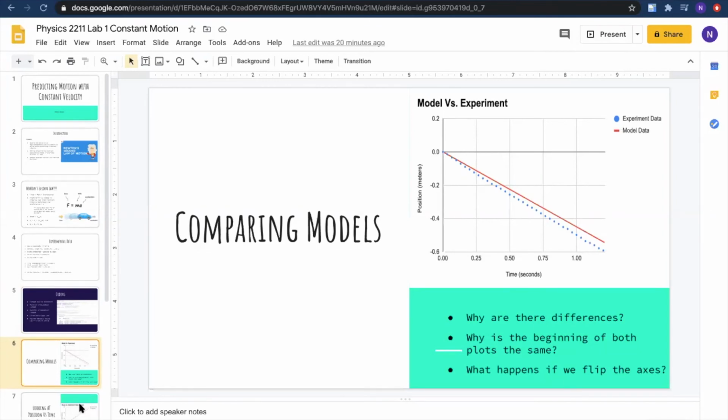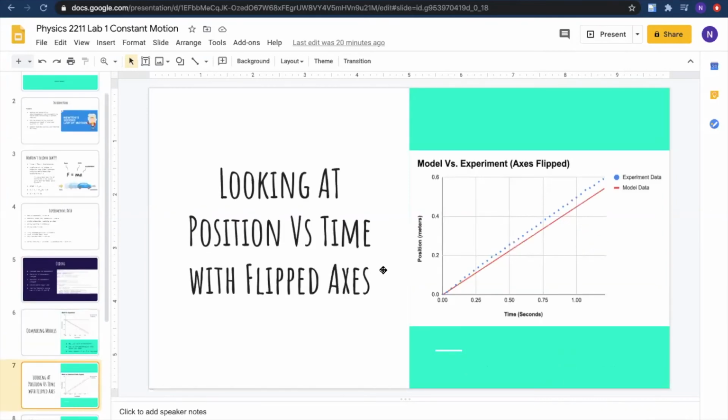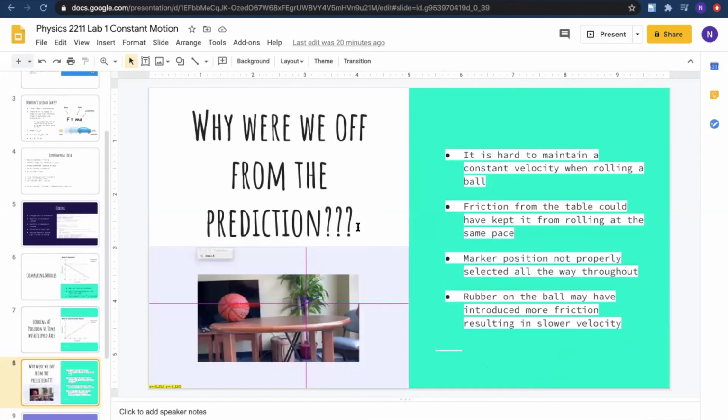What happens whenever we flip the axis, however? As you can see, when we flip it across the x-axis, the velocity of the ball and the position of the ball are moving in the plus x direction. This is different because it was moving in the negative x direction. Once again, why were we off from our prediction? Well, it's hard to maintain a constant velocity when the ball is rolling, and friction from the table could have kept it from rolling at the same pace.